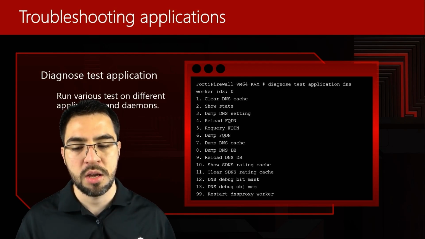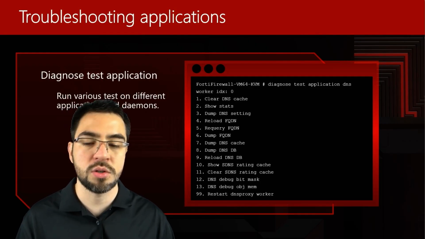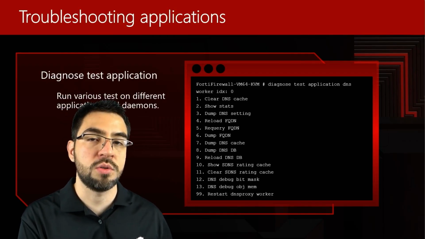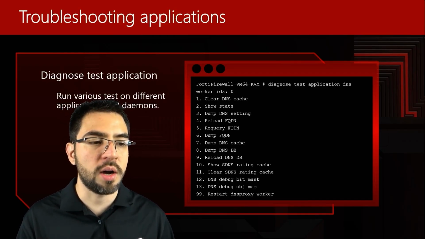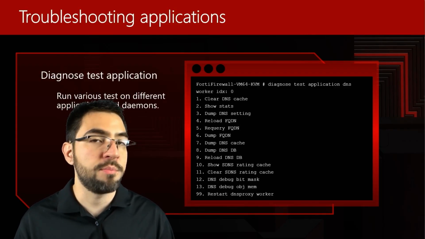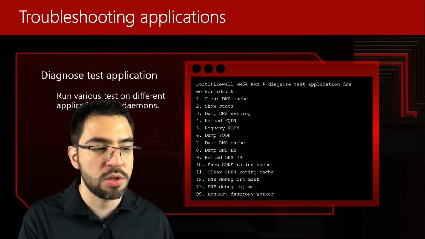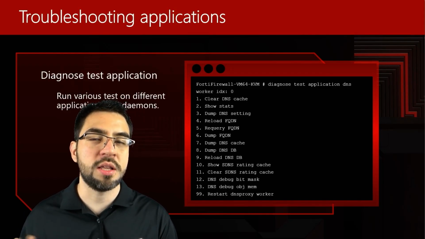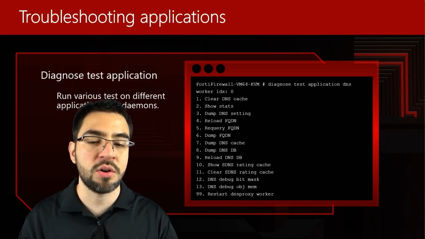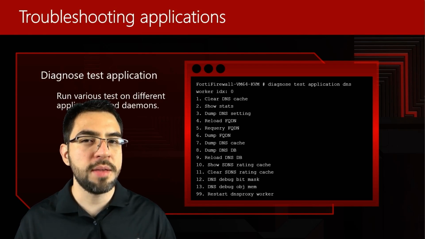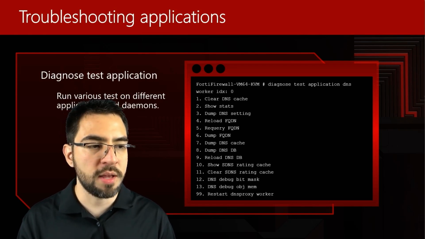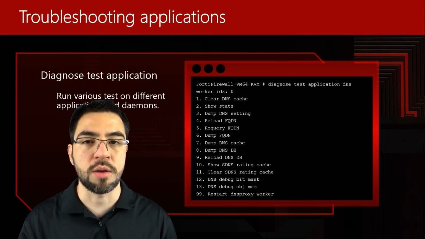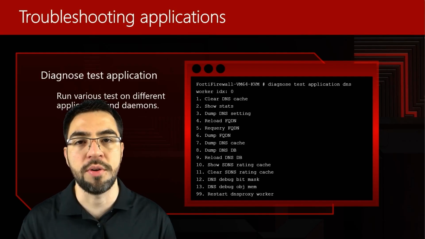How can you test your intrusion prevention? How can you test your application control? How can you test your web filter? Usually this CLI tool is going to be really powerful, and try to get familiar with them. Like this one, 99, is going to restart the DNS proxy worker. Usually the 90-plus values are going to be for restarts. So keep that in mind. Look at them, try to play with them, so you're ready for your test and your day-to-day, for how you can troubleshoot and make sure that your applications and your profiles are configured correctly.